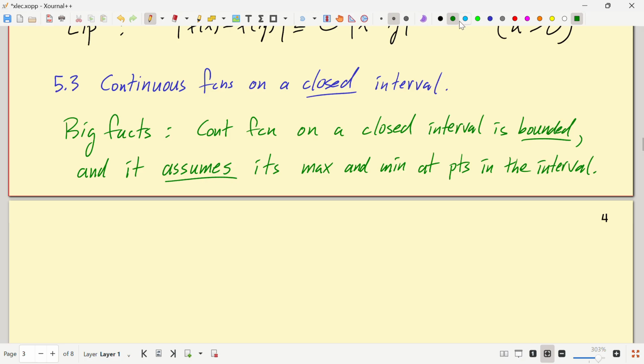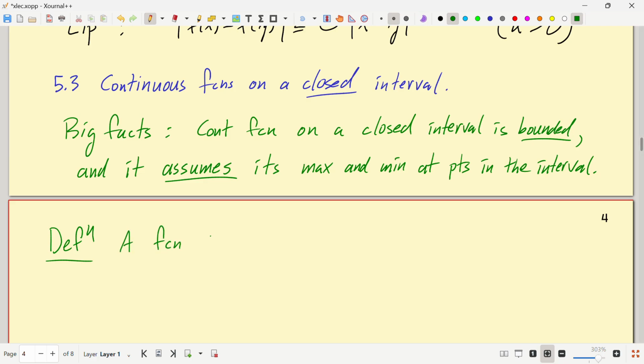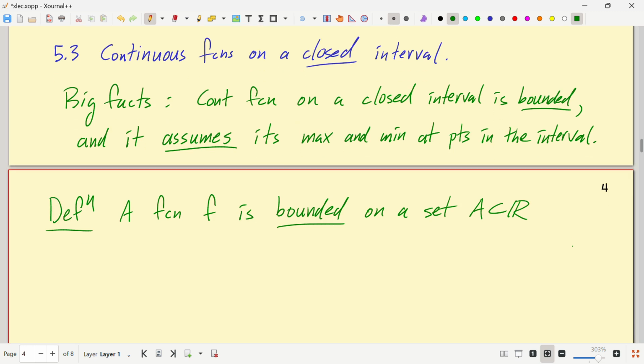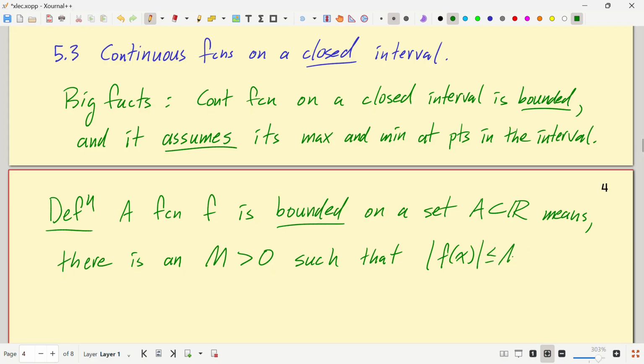So maybe I should define some of these things. You can guess that a function f is bounded on a set A means there's an m bigger than or equal to 0 such that the absolute value of f of x is less than or equal to m for all x in A.